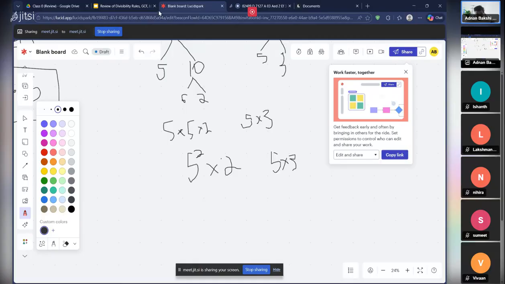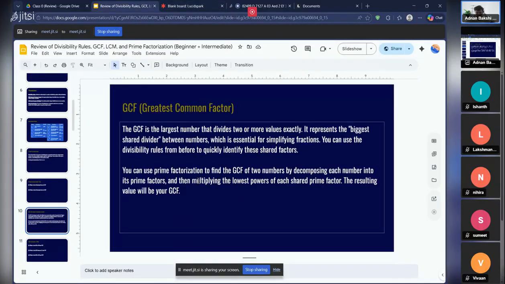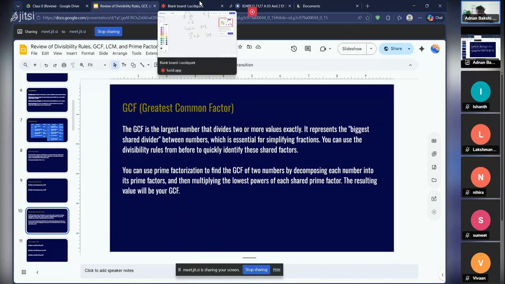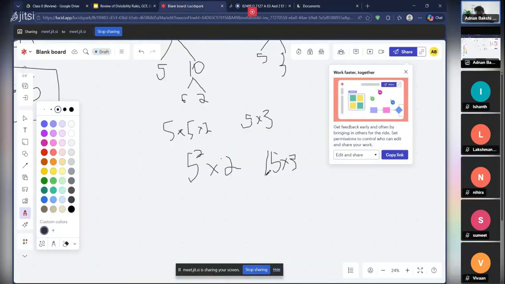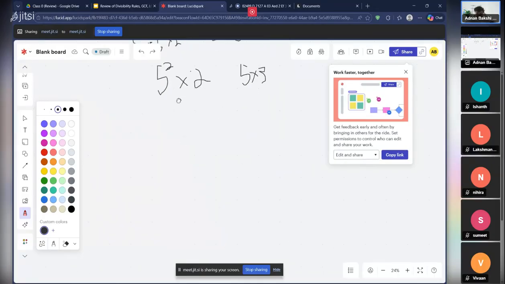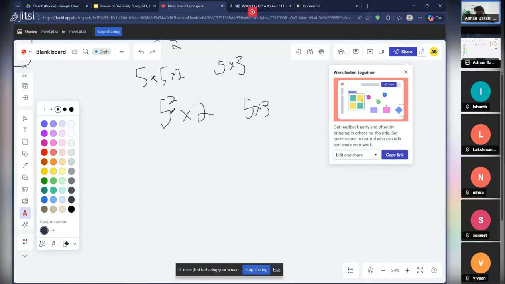So let's see what it said to find the greatest common factor. We decompose each number into its prime factors and then multiply the lowest powers of each shared prime factor. So this is the lowest power. First of all, we have to detect which one is shared. 5 is in both of these, so that's shared. 2 is only in one and 3 is only in one, so they aren't shared. So the lowest power of the prime factor would just be 5 to the 1. So your answer would just be 5.